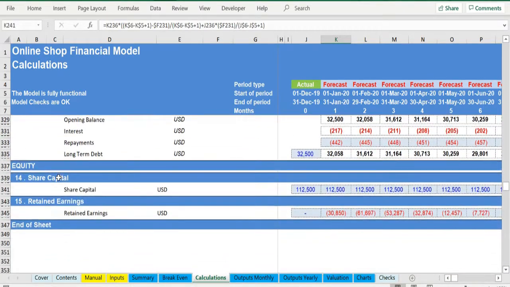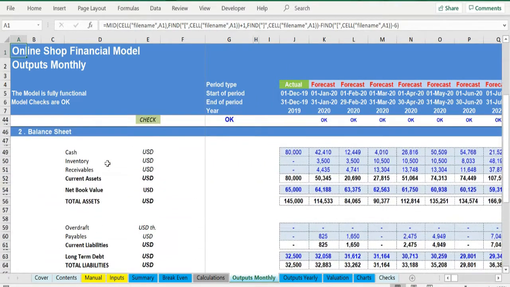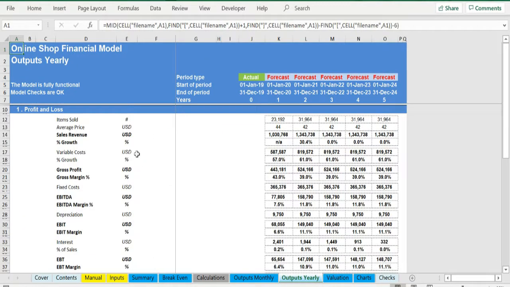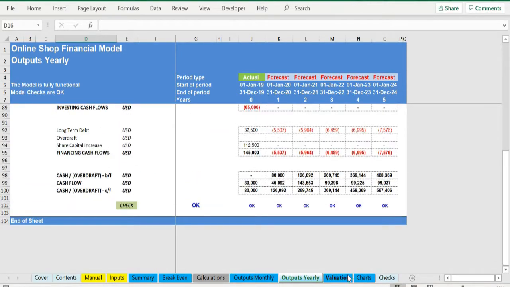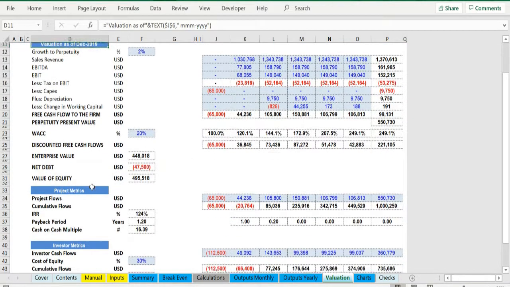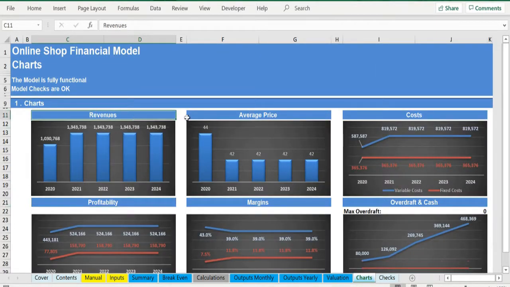In the Outputs Monthly tab, everything is aggregated here into the relevant statements, profit and loss, balance sheet, and cash flow on a monthly basis. The same info can be found on the Outputs Yearly tab, however on a yearly basis now. Moving to the Valuation tab, a valuation is performed by using the free cash flows to the firm, and then a series of investment metrics are presented: internal rate of return, payback period, cash-on-cash multiple. In the Charts tab, various graphs present the revenues, average price, costs, profitability, margins, and overdraft and cash.